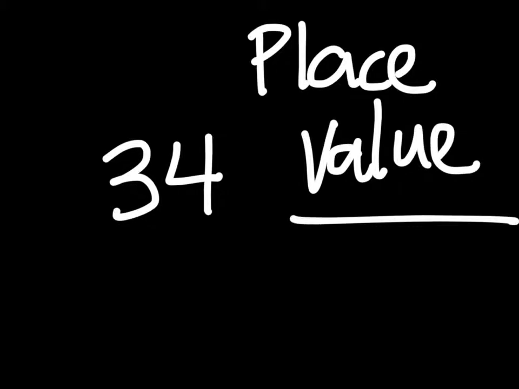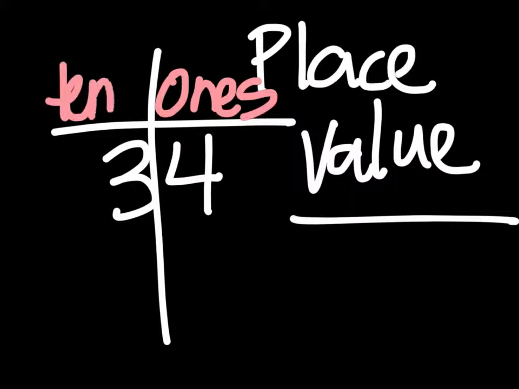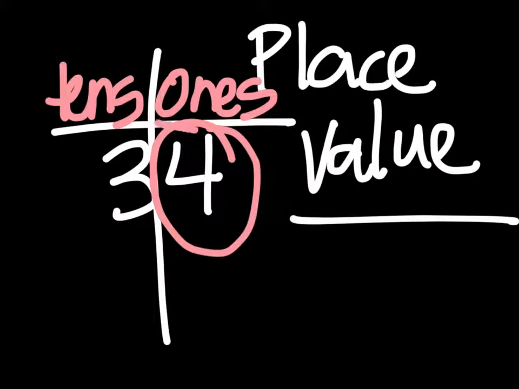When we think of place value, we think of the numbers and what they represent. So let's do a quick little example. We have 34. When you think about that place value, you want to think in your head, what does each number represent? Well, you would say that the 4 sits in the ones place, and the 3 is in our tens place.